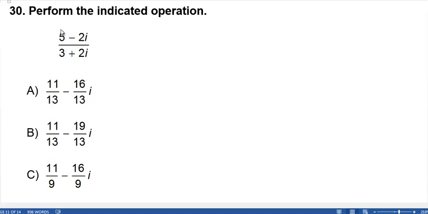Perform the indicated operation: (5 minus 2i) over (3 plus 2i). The first thing that I do in this type of problem is I put parentheses around my binomials. Our next step is to rationalize the denominator by multiplying numerator and denominator by the conjugate of the denominator, which is 3 minus 2i.